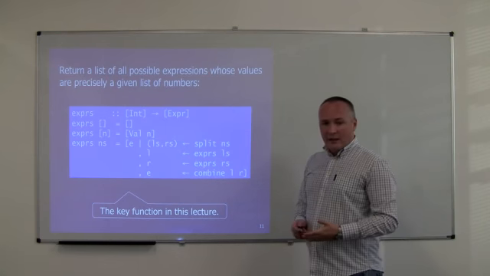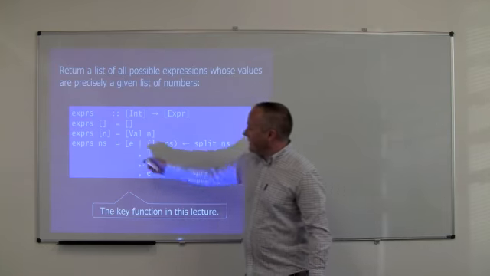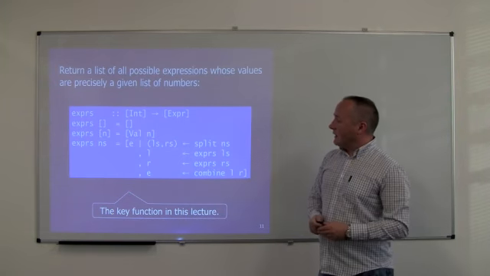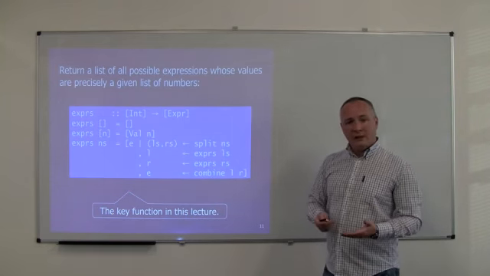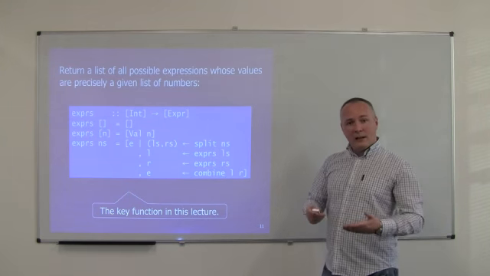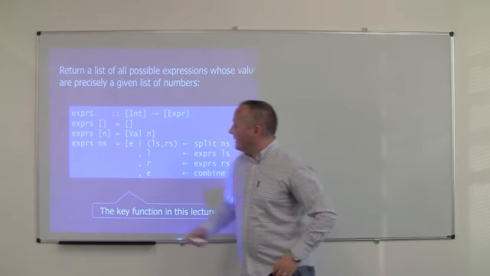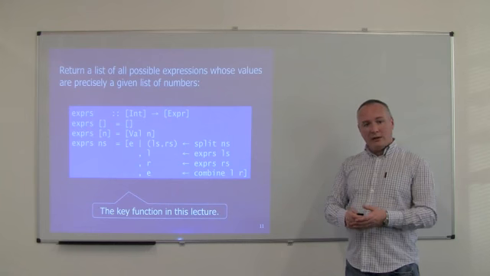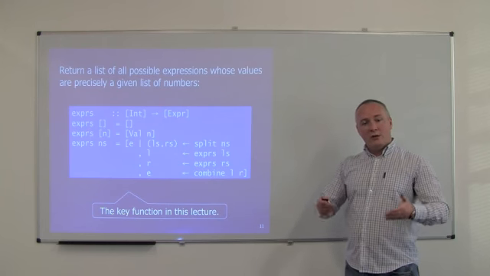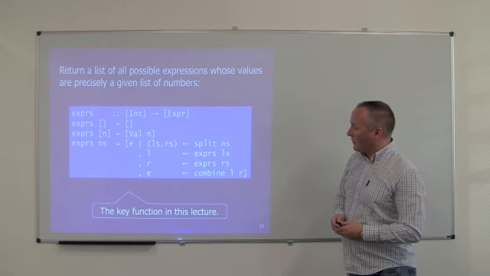So the first case, if you give me no numbers, I will give you no expressions back. The second case is if you give me a single number, what expression can I build over that? Well, there's only one expression that I can build, it's the number itself. The interesting case is when we have two or more numbers and we want to build all possible expressions whose values are precisely those list of numbers.